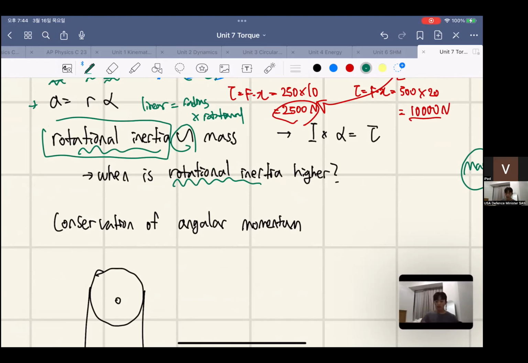Now, when is rotational inertia higher? Well, think about it. Which object is harder to rotate? An object that is extremely tiny, or an object that is very long and lengthy? Well, it would obviously be the object that is long and lengthy.